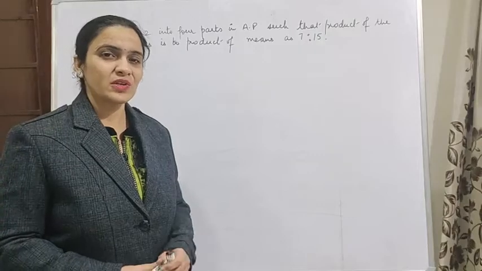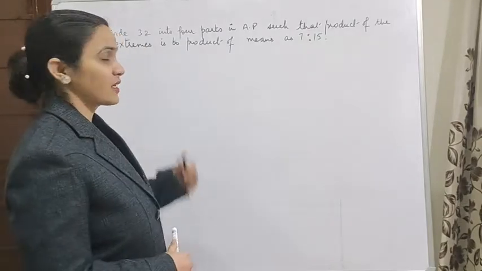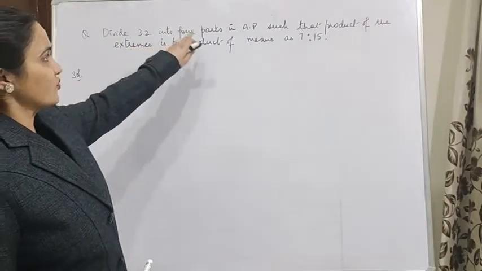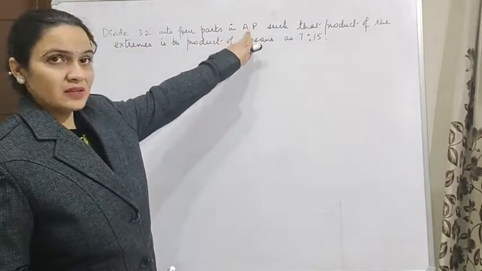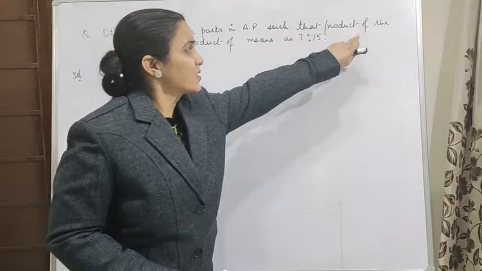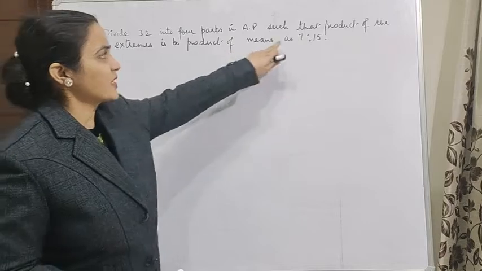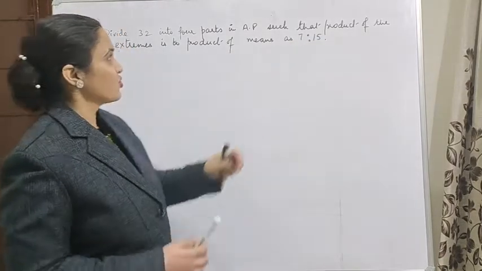Hello students, we were doing series. Let us continue with the same topic. Divide 32 into 4 parts in AP such that the product of the extremes is to the product of the means as 7:15.